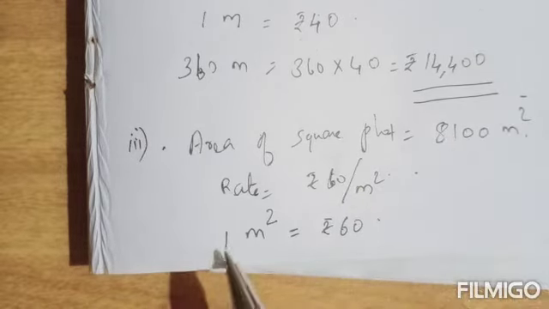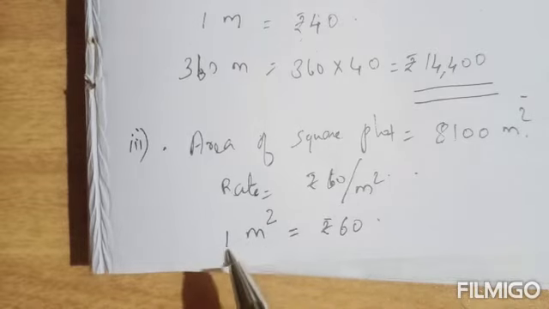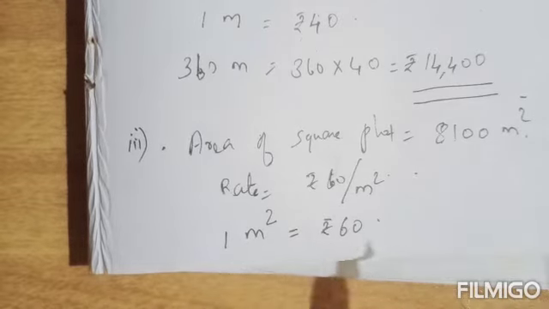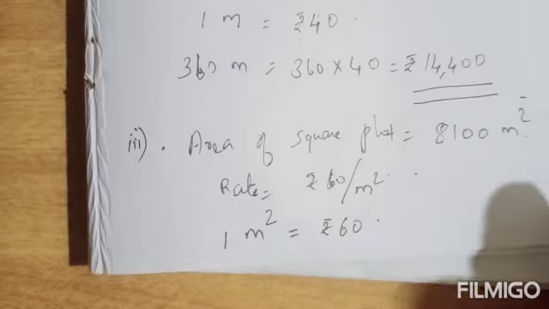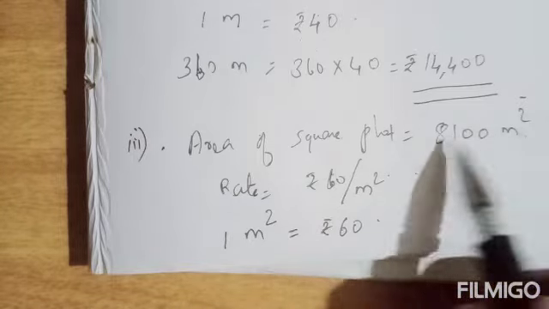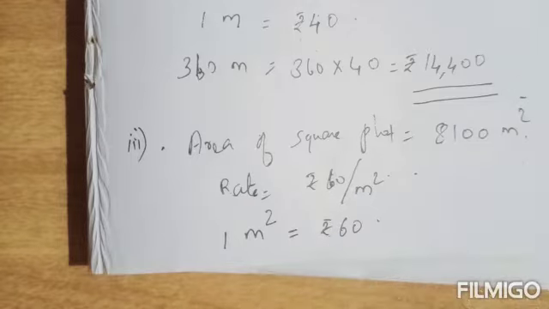So what will be the cost of leveling this 8100 meter square? How can you find it? For leveling 1 meter square, it is rupees 60. So for leveling 8100 meter square, just multiply 8100 into 60.